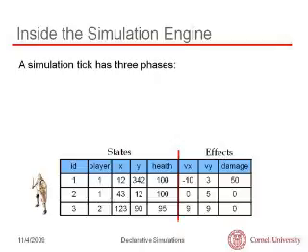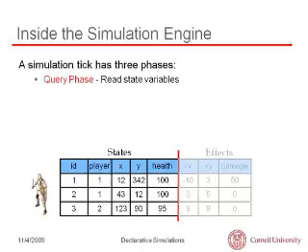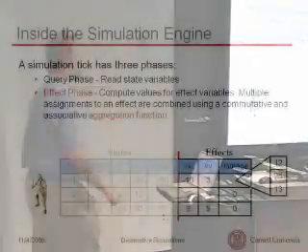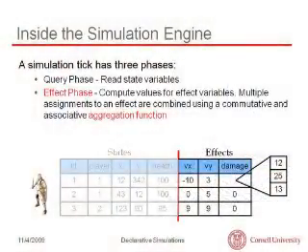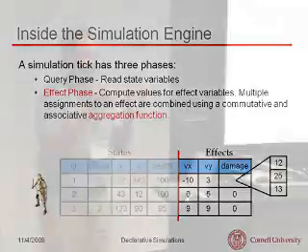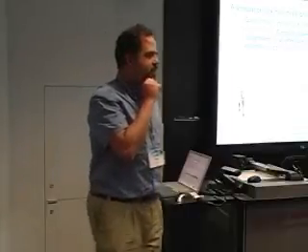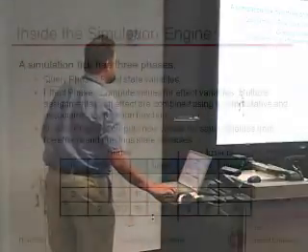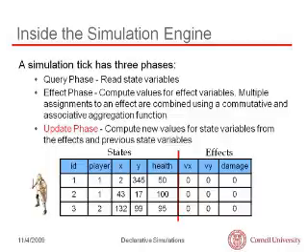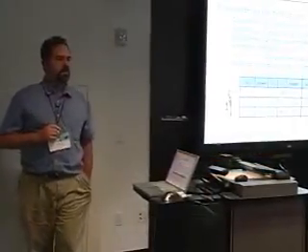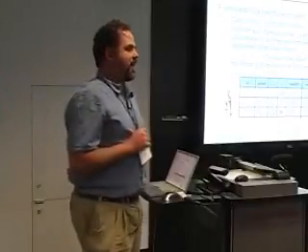So a simulation tick now has three phases. A query phase where I read the state variables, an effect phase where I compute all the values for my effect variables, and then I combine them together with whatever rule you've told me to use. Wow, this starts to sound a little bit like MapReduce, doesn't it? I read stuff, combine them together. Weird. And I have an update phase where I compute new values for state variables from the effects and the previous state variables. And I just define every simulation like that.